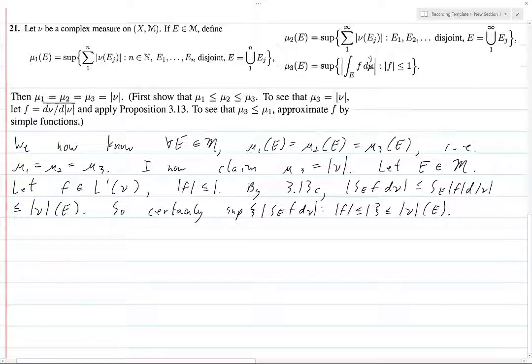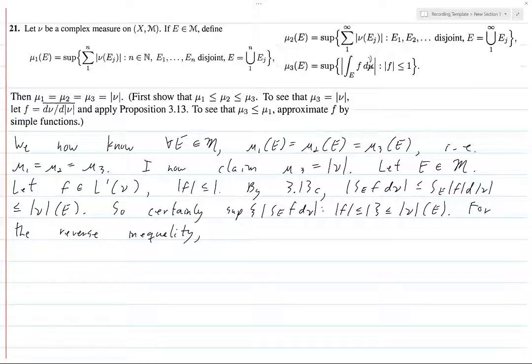Now, we want the reverse inequality. For the reverse inequality, we're going to show a function that gives us the inequality in the other direction. Let me look at my notes real quick. We might actually get equality. In either case, it'll get us what we need.